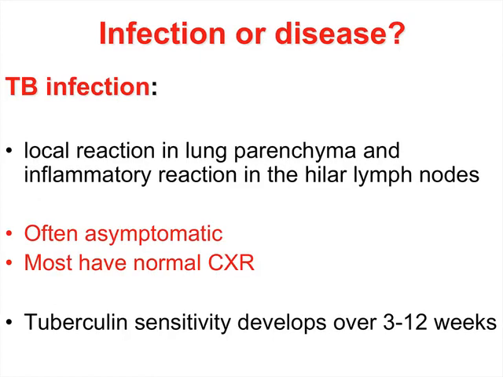It is important that there is a distinction between TB infection and TB disease. So tuberculous infection, there is a primary complex which consists of a local reaction in the lung parenchyma and an inflammatory action in the hilar lymph nodes. The child is often asymptomatic and most have a normal chest X-ray. Tuberculin sensitivity develops over 3 to 12 weeks.